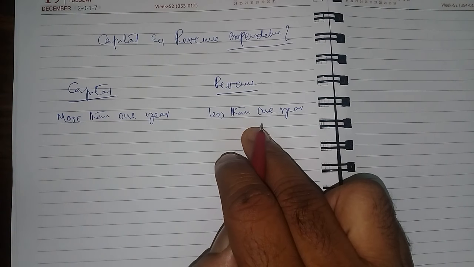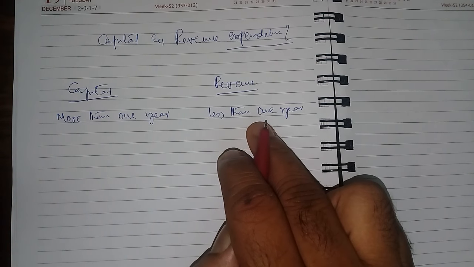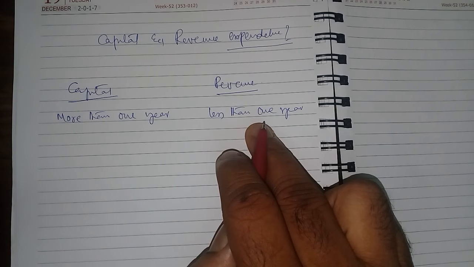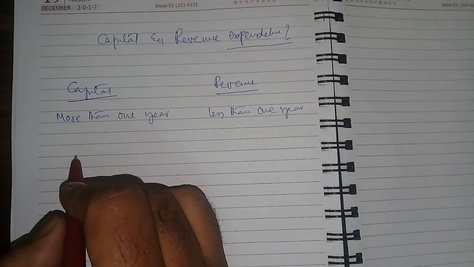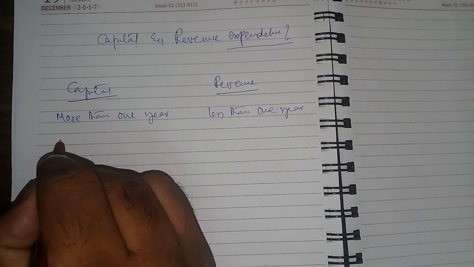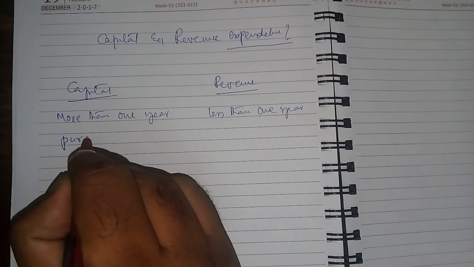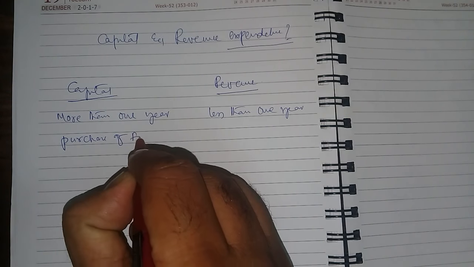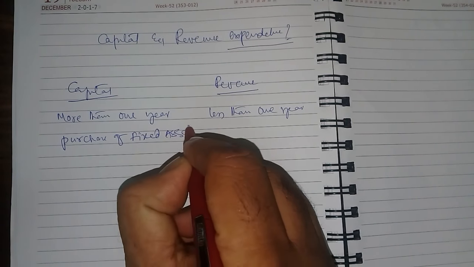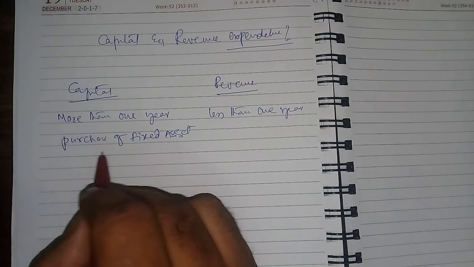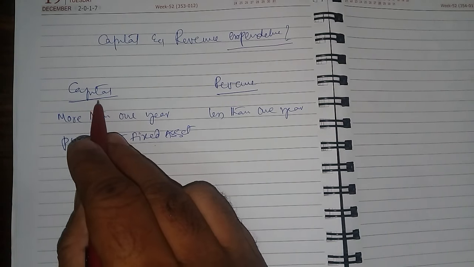Salaries payment, rent payment is a revenue expenditure. Once you pay a salary for a particular employee for a particular month, he will work for that particular month itself. He cannot work more than that month unless we pay the salary. So salaries is called revenue expenditure. And next is expenditure incurred on purchase of fixed asset. Whenever we purchase any asset, that expenditure is treated as a capital expenditure.